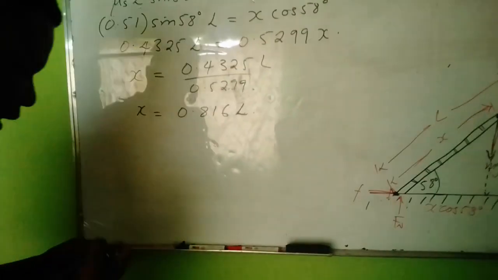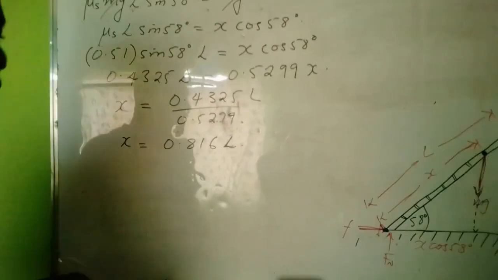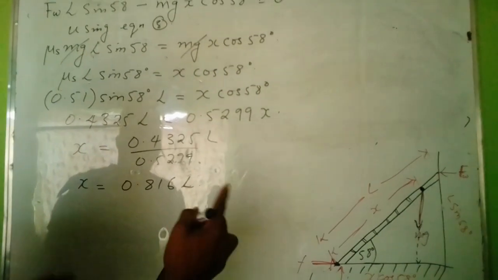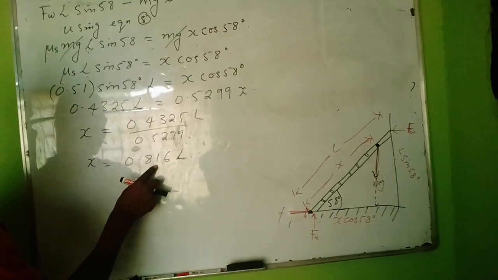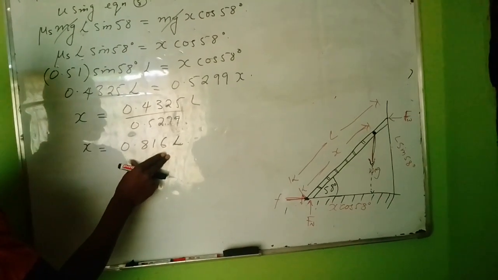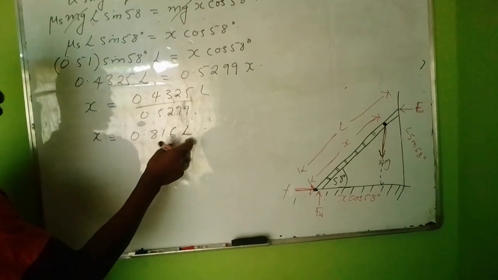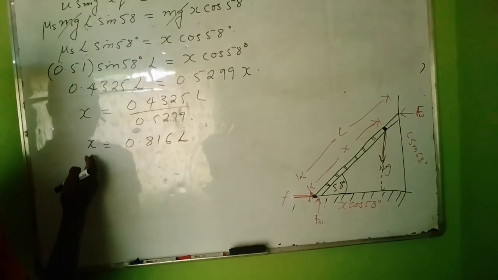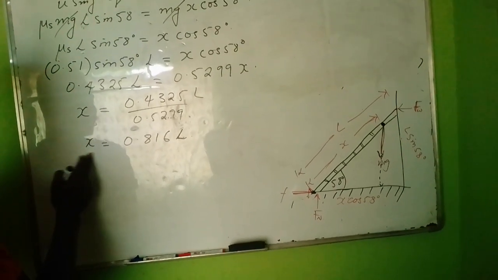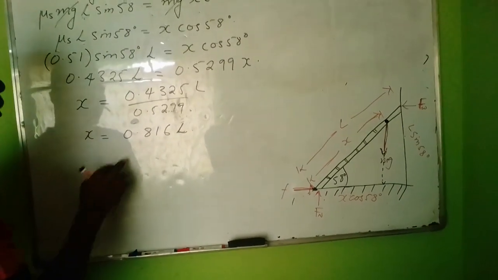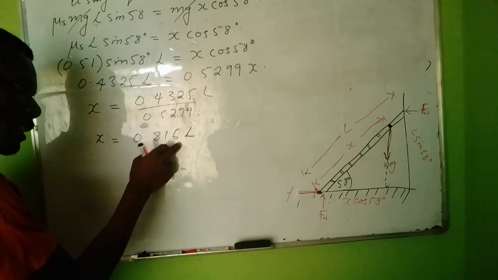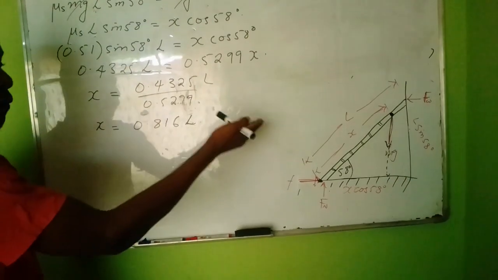This means that this ladder is going to begin to slip, okay? It's going to begin slipping when the painter covers 81.6% of the length of the ladder. This is what it means, okay? The distance that this guy is going to cover when the ladder begins to slip is going to be 81.6% of the length of the ladder.